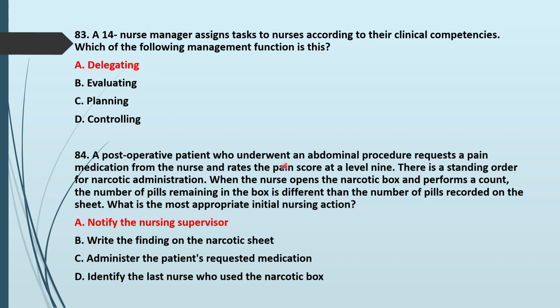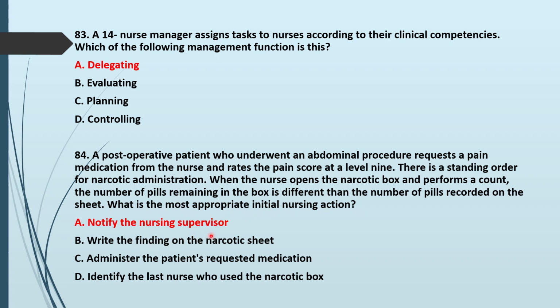A post-operative patient who underwent an abdominal procedure requests a pain medication from the nurse, and rates the pain score at the level of 9. There is a standing order for narcotic administration. When the nurse opens the narcotic cupboard and performs a count, the nurse finds out that the pills in the box are different from the pills recorded in the sheet. So what is her most appropriate initial action? So what she found in the narcotic cabinet is different from what is recorded. What is her first action to be done?